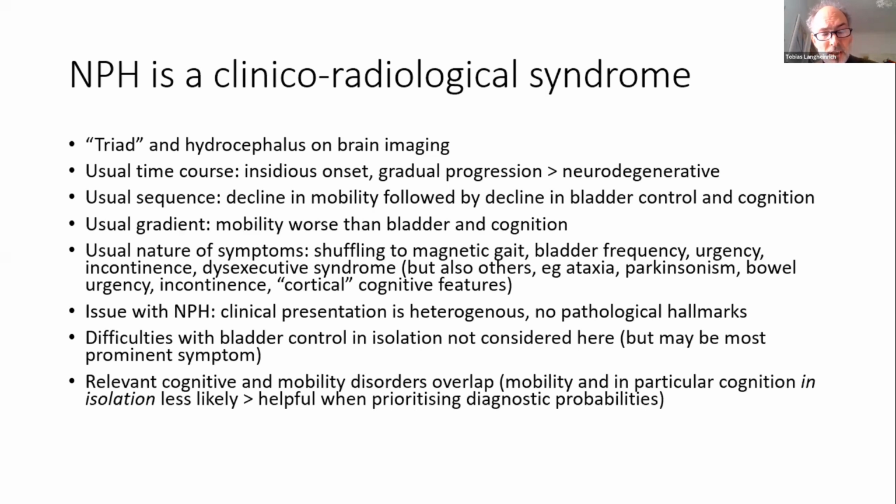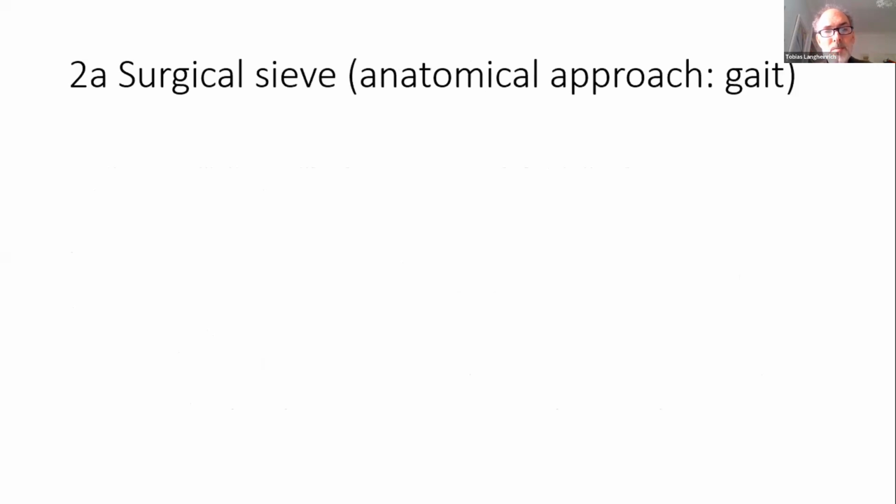The relevant differential diagnoses that are cognitive and affecting mobility, in fact, overlap. However, still, as I said before, mobility in isolation, but in particular cognition in isolation, is actually much less likely to be normal pressure hydrocephalus. And that's helpful when you prioritize your diagnostic probabilities.